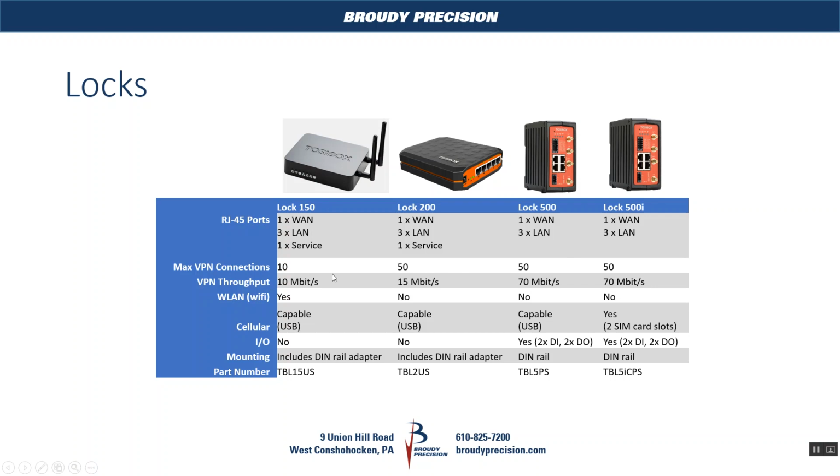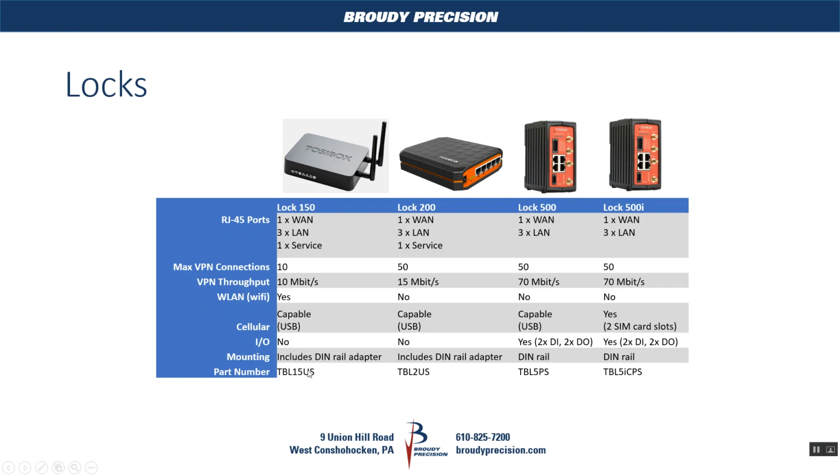With the 150, we have 10 megabits of throughput. This is typically more than adequate for our uses in building automation. We're not typically sending a lot of data through our connections. The 200 gives us 15 megabits, so a little bit more, and then the 500 and the 500i give us significantly more throughput capabilities for VPN.